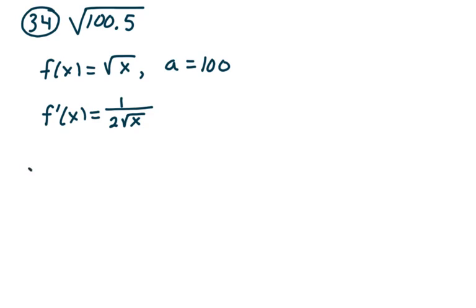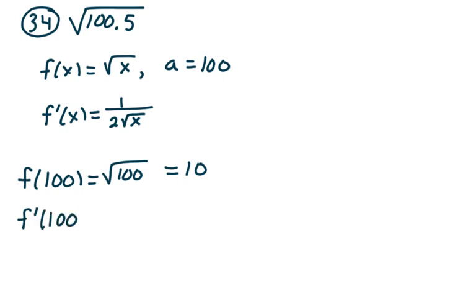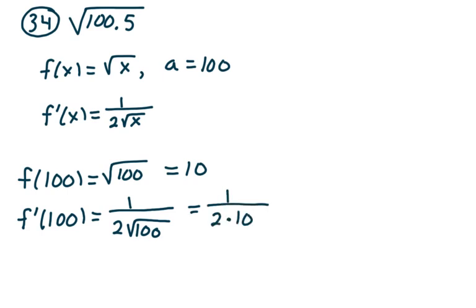Now, f of 100 is the square root of 100. The square root of 100 is 10. F prime of 100 is 1 over 2 times the square root of 100. But that's 1 over 2 times 10, which is 1 over 20.